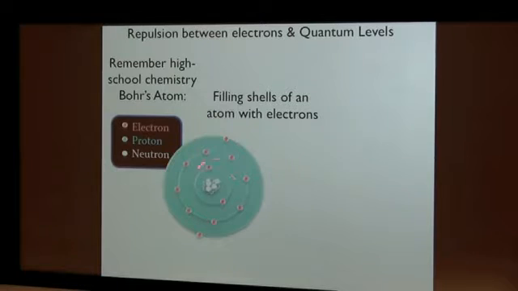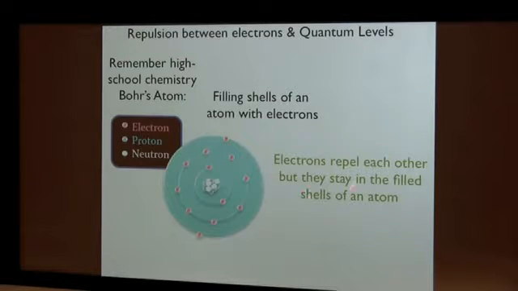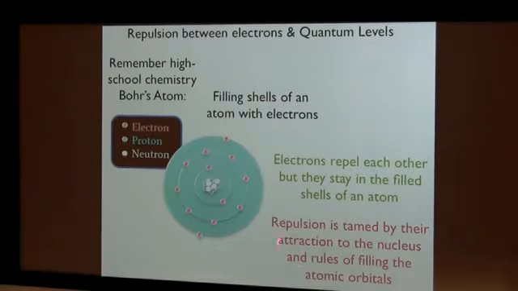But remember how you had to color in and make shells and put so many electrons inside each of those shells? You were following the rules of quantum mechanics to do that. You just didn't know it. They told you it was chemistry, but it's really quantum mechanics. That's okay. The key point here is that we're comfortable with the idea that electrons repel one another inside an atom, because we think of their repulsion as being tamed by the fact that they are attracted to the nucleus, and also by the fact that when they fill up these shells, there's no room for them to do anything. They can't go anywhere. It's a filled shell.